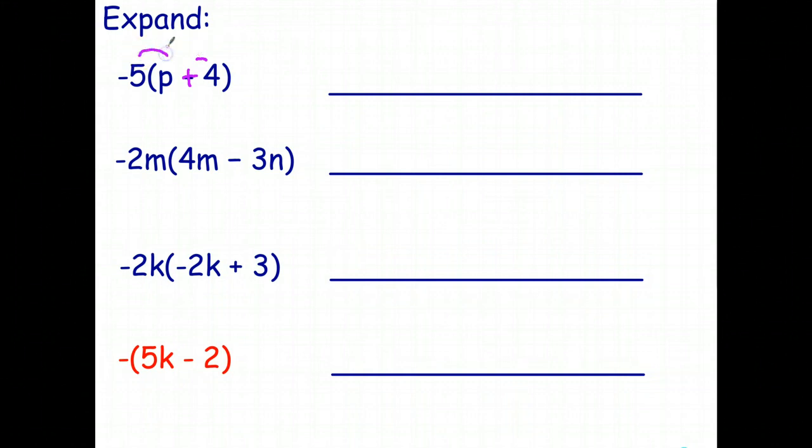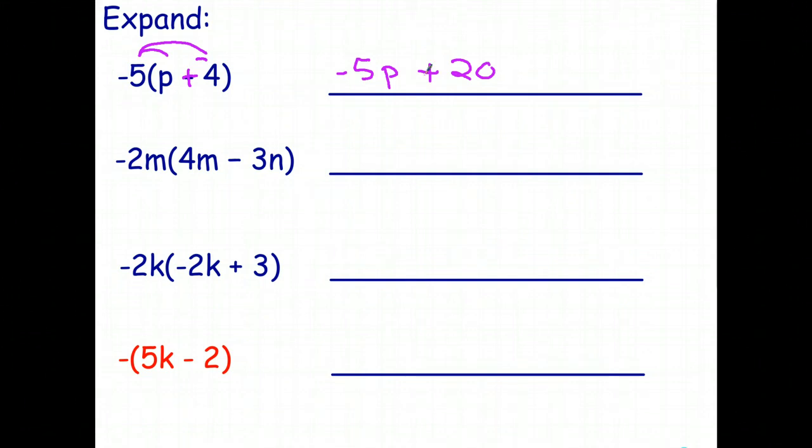I get -5 times p is -5p. It's always going to be plus because I'm changing all subtractions to addition. -5 times -4, well, a negative times a negative is a positive. And by the way, this is a really common mistake that students make when they've got a negative sign and a subtraction. They want to just make that subtract rather than add.